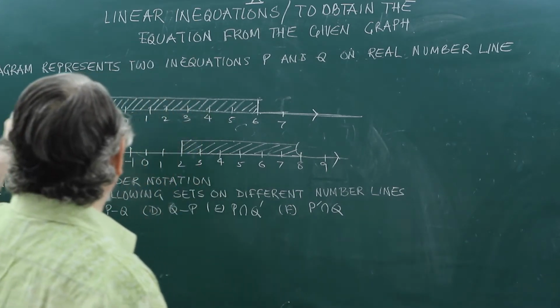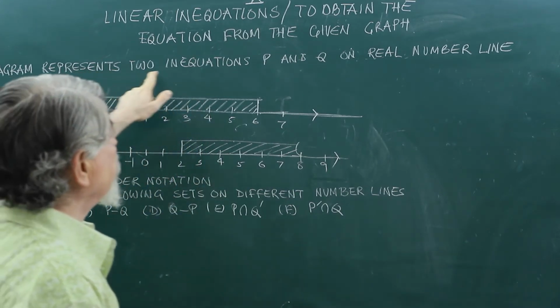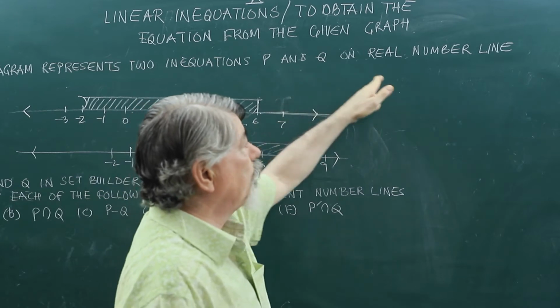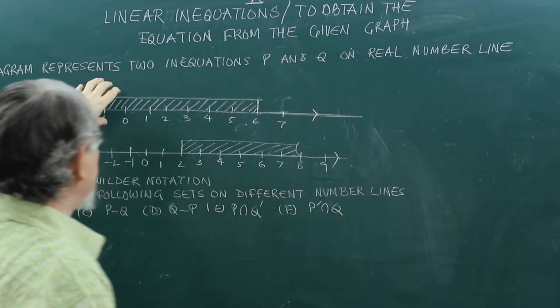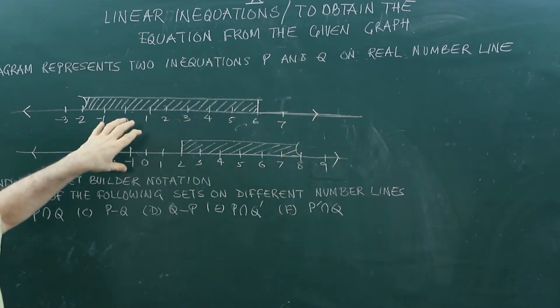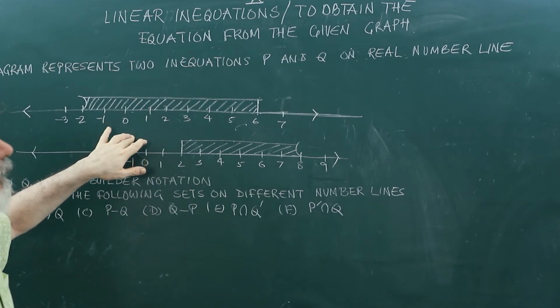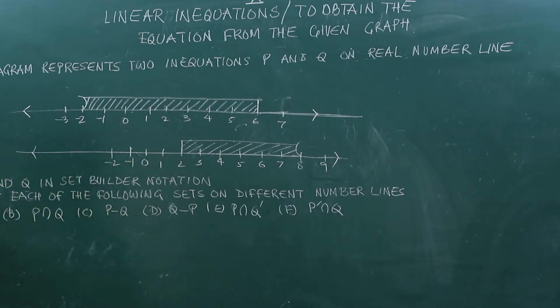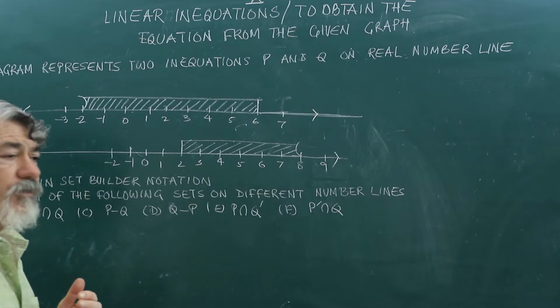Like it has said, the diagram represents two inequations P and Q on a real number line. These are two inequations which are represented on this number line. We have to write P and Q in the set builder notation.